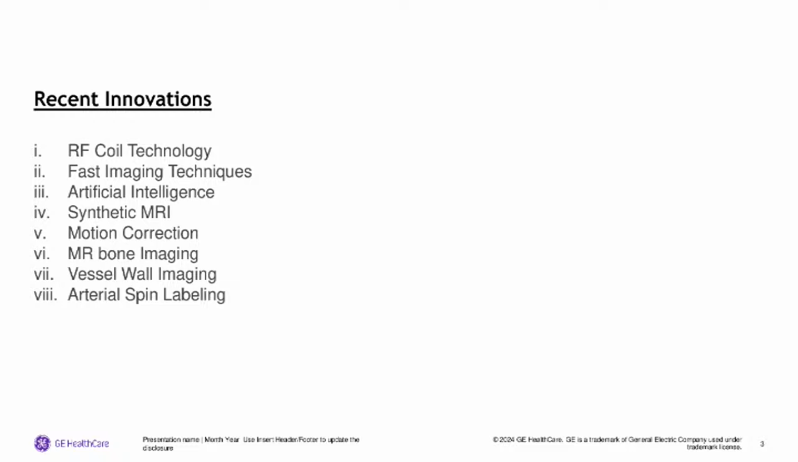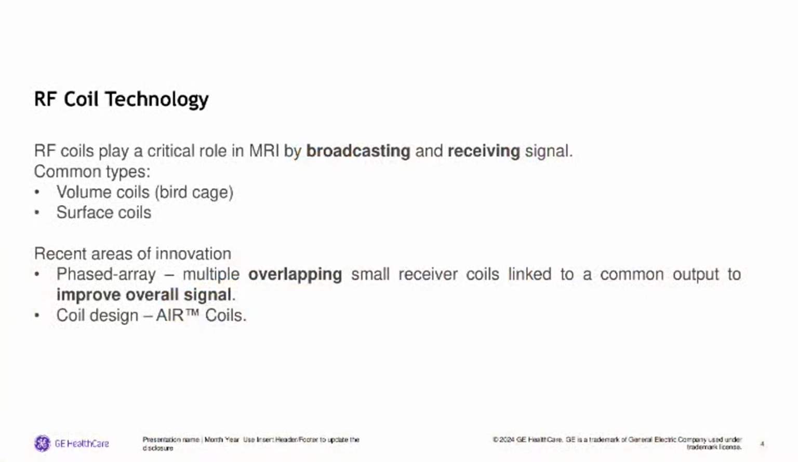There are 2 common types of the RF coils. So we have the volume coils. These are normally cylindrical in shape, like the head coil, the body coil, the knee coil, whereby the structure that is being imaged is put inside the coil. And then we have the surface coils. These are normally flat coils, whereby you put them on the surface of the patient, like the anterior coil.